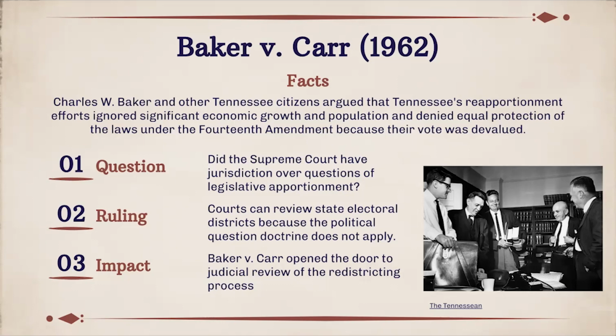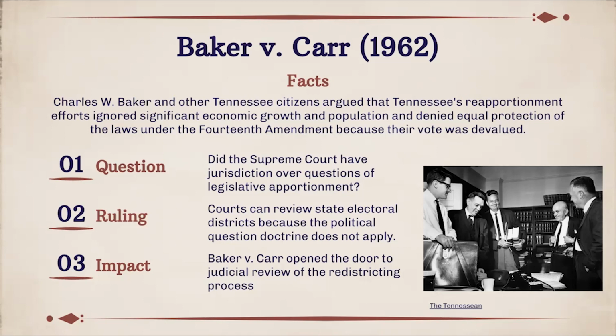And so ultimately, the Supreme Court ruled that drawing lines around state electoral districts can be reviewed by courts because the political question doctrine does not apply. And so the political question doctrine is when a political question is a subject matter that the Supreme Court deems to be inappropriate for judicial review because discretionary power over it should be left to politically accountable branches of government. And then the separation of powers.